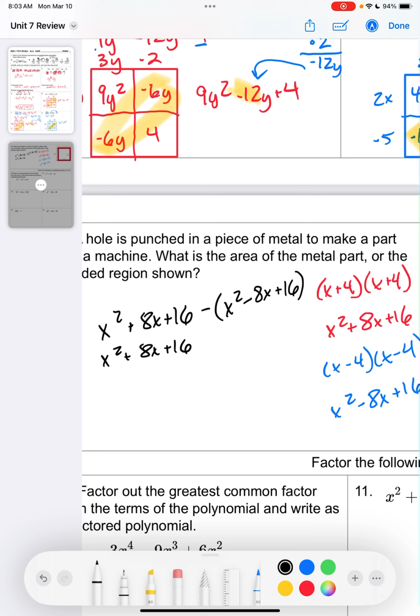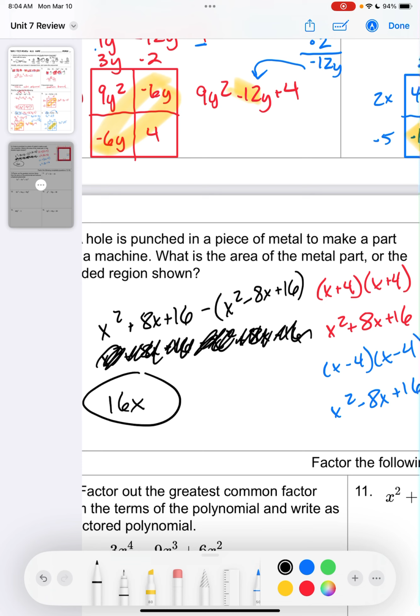Just like up above in the previous subtraction problem, I'm going to change all of my signs. x squared became negative x squared, negative 8x became positive 8x, and 16 became negative 16. Now I'm just going to combine like terms, so x squared minus x squared, that just goes away. 8x plus 8x gives us 16x. And then 16 minus 16 is 0. We're left with just a 16x.